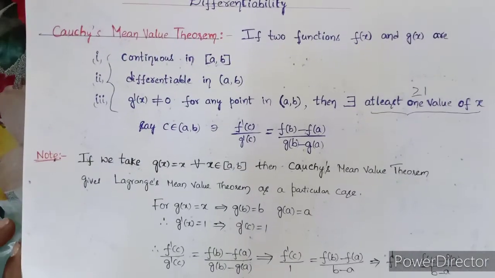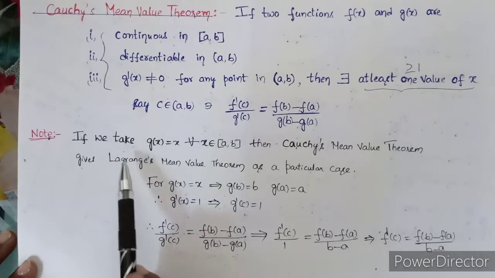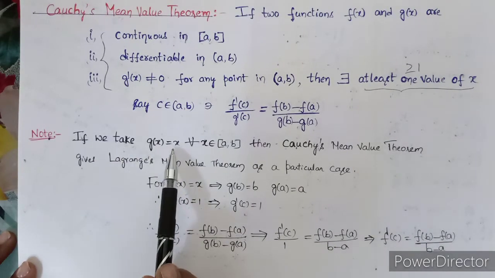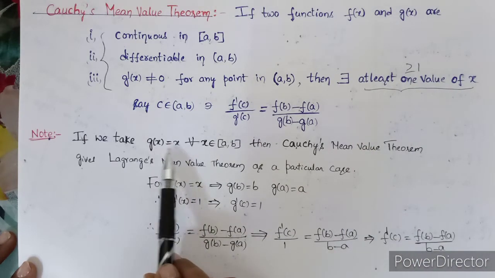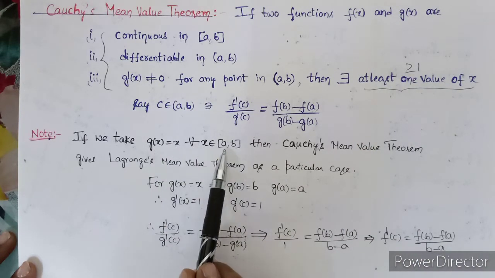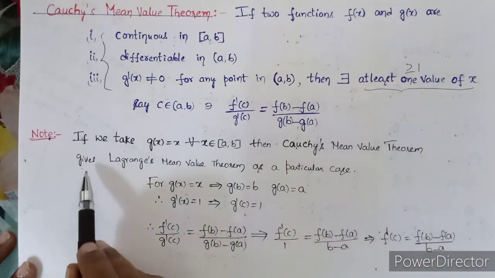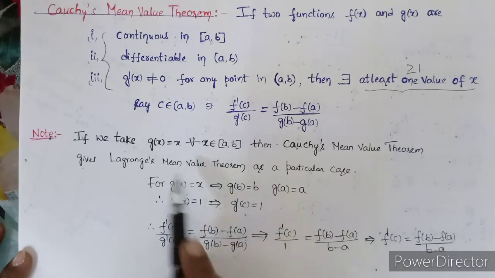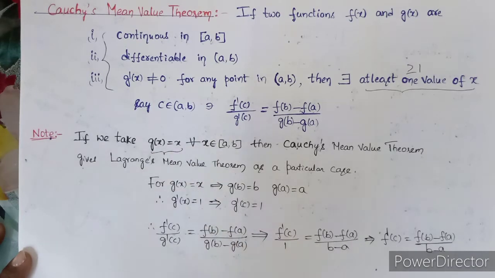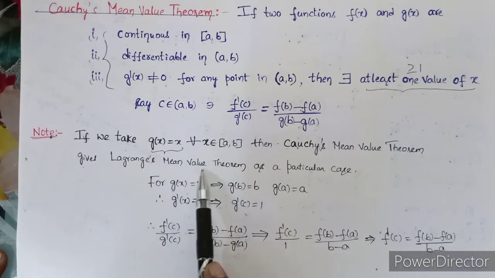We should remember two important notes. First one is, if we take g of x is equal to x, the second polynomial. Suppose if you take g of x is equal to x for all x belongs to closed interval [a, b], then Cauchy mean value theorem gives Lagrange's mean value theorem. If we take g of x is equal to x, then Cauchy mean value theorem gives Lagrange's mean value theorem. How we will see now.